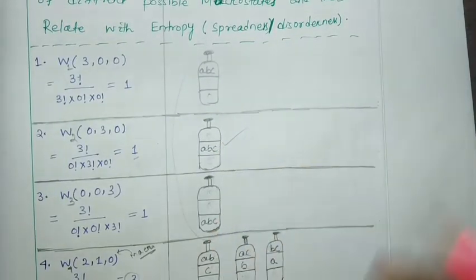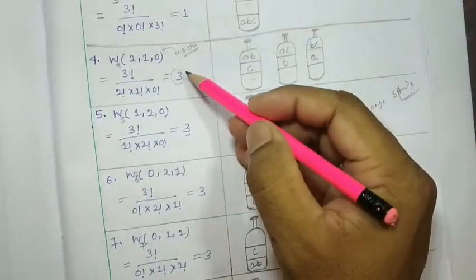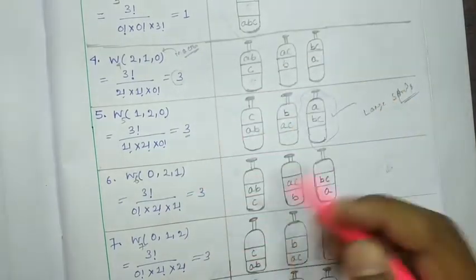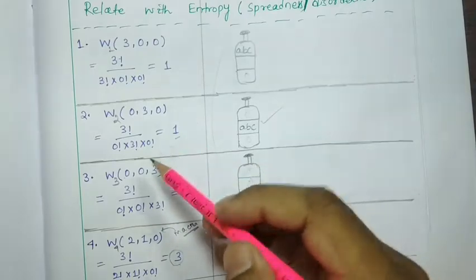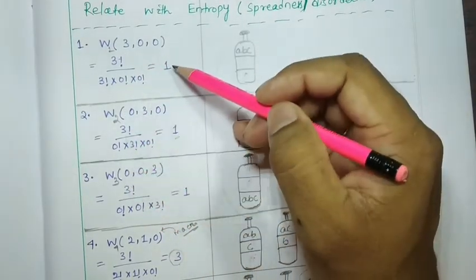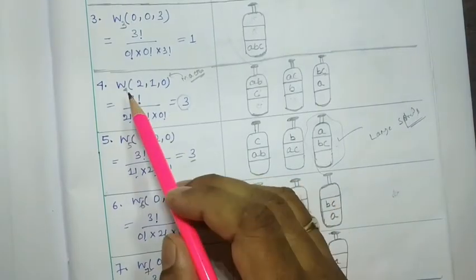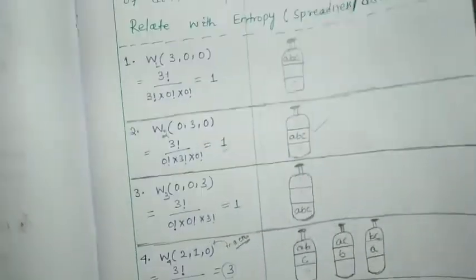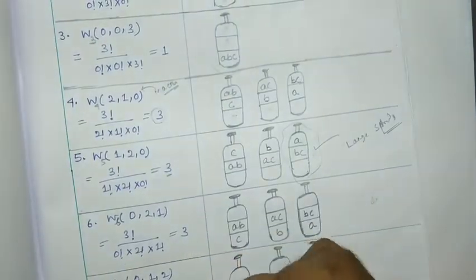Okay, so in other words, we can say that here the microstates are larger than the corresponding microstates. If we consider either omega 1, omega 2, or omega 3, the microstates are 1, 1 and 1. If we consider the microstates of the W4 to W9 macrostates, then all have 3 microstates.